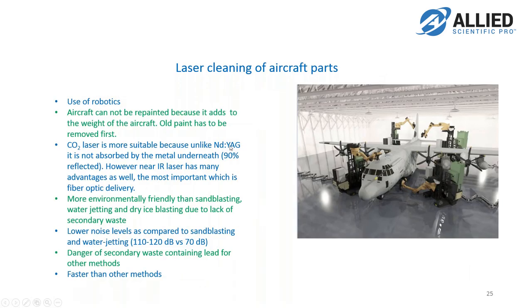Now, here's another very interesting application: laser cleaning of aircraft parts. Aircraft usually have to be cleaned. Basically, the older paint has to be removed and newer paint applied after a few years. So the question is, why do you have to remove the older paint? Why can't you just paint on top of that? Simply because it will add weight to the aircraft. And at the same time, you don't want to damage the metal substrate because it's quite important for an aircraft to have a solid structure.